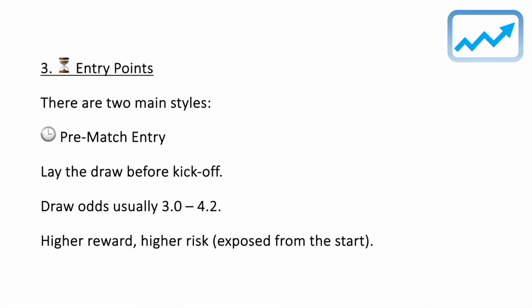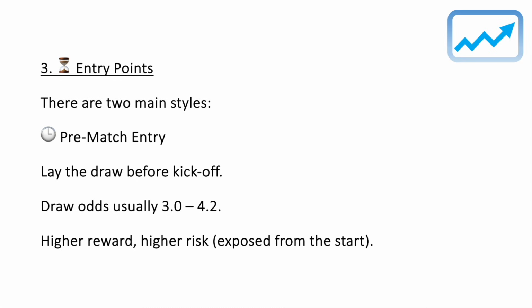So the entry points, when do we get in with this strategy? Then there are essentially two ways of trading this. Pre-match, so you simply lay the draw before kickoff. Of course, the odds usually between 3 and around 4.2. Anything beyond 4.2, your risk versus reward ratio tends to slide a little bit. A higher reward, higher risk. With this strategy, as you're exposed from the start, you're not getting the best prices by entering pre-match.